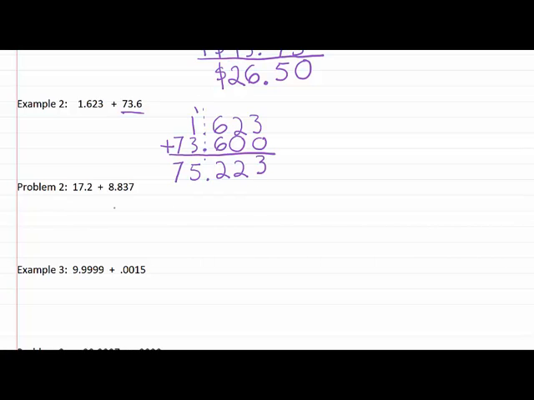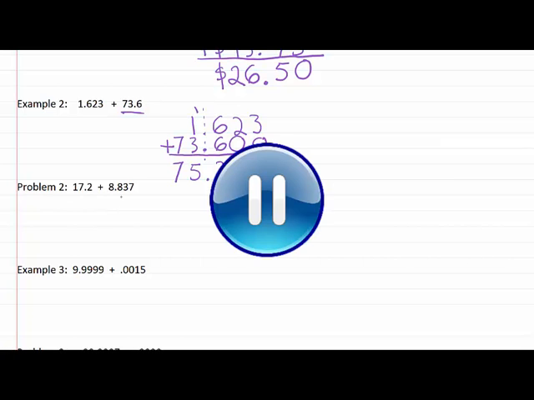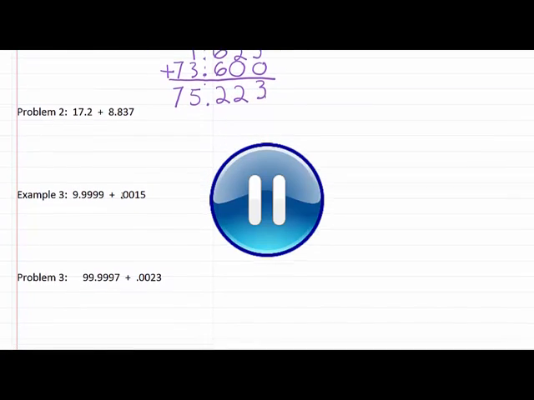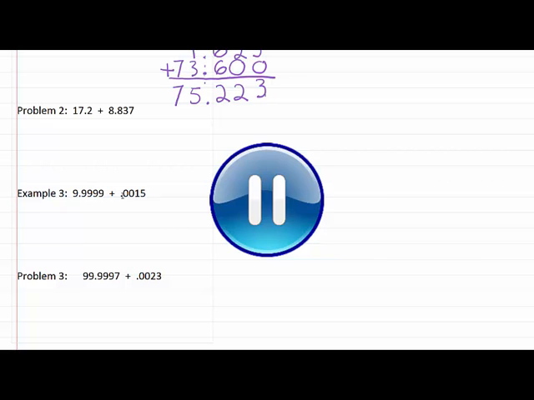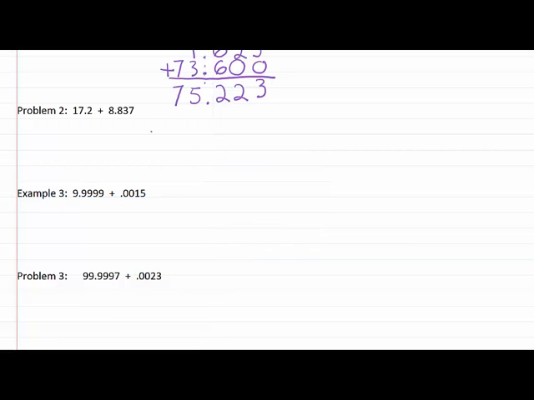Okay, so here we now come to problem number 2, which is another practice problem for you. So please pause the video and try this problem on your own. Okay, so I'll go ahead and write the first number for this problem. It's going to be 17.2.